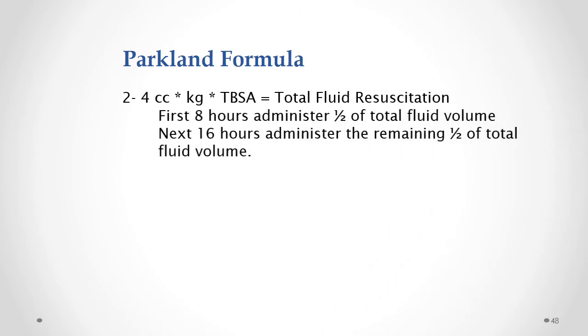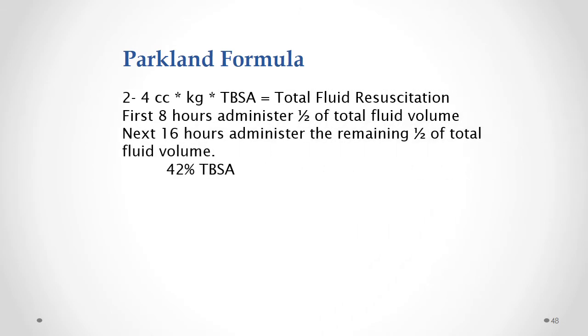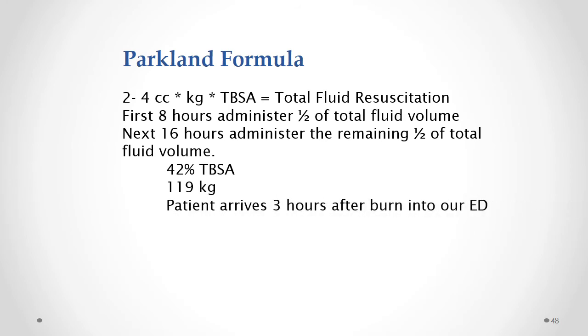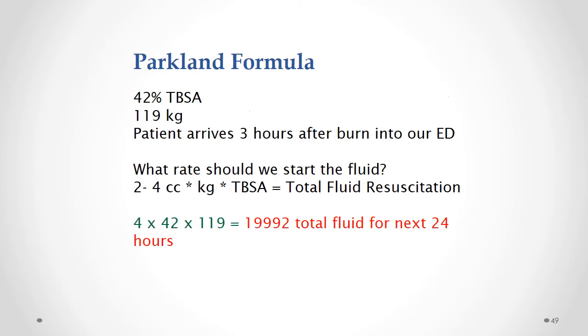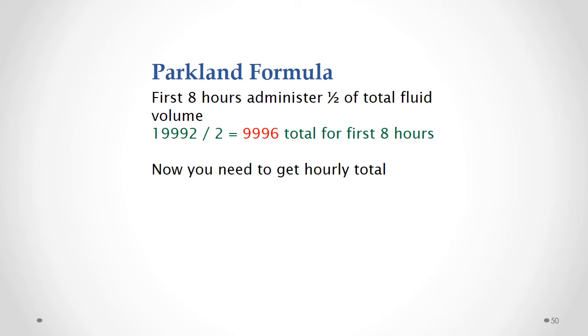So what does that mean? Basically, let's take our case study here. We've got a 42% TBSA. Let's say he's 119 kilograms, pretty big guy, and he arrives in the ED 3 hours after the burn injury. So we need to figure out what we're going to start his rate at. We get 4 times 42 times 119, which is 19,992 for our total fluid volume for the next 24 hours. We're going to divide that by 2, and we're going to get 9,996. So that's what we need to be giving in the first 8 hours.